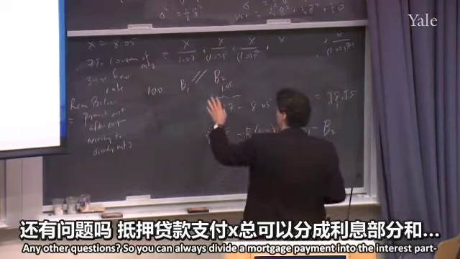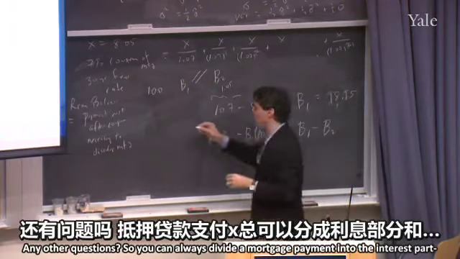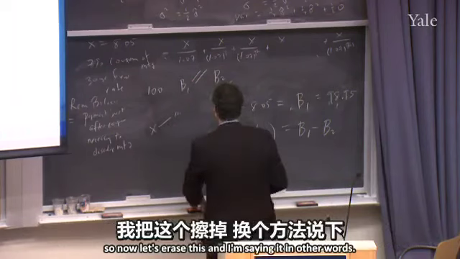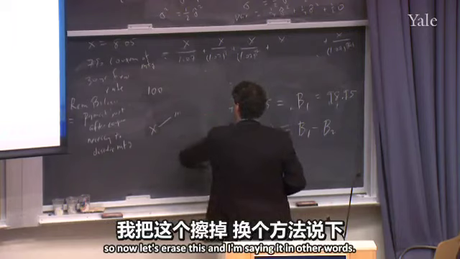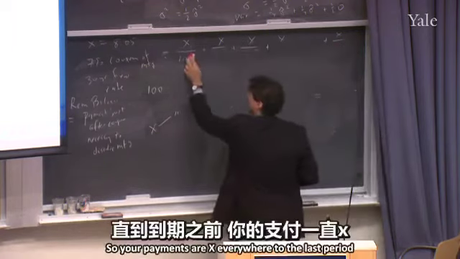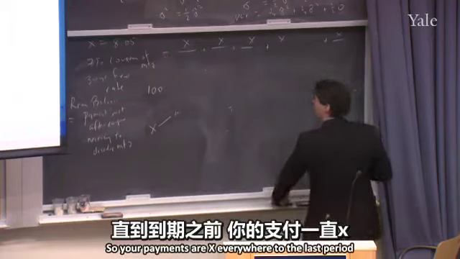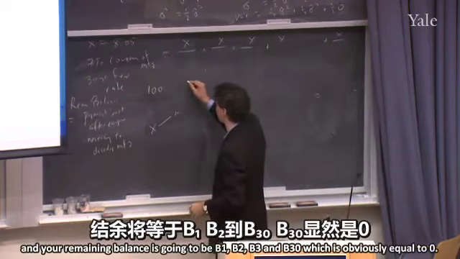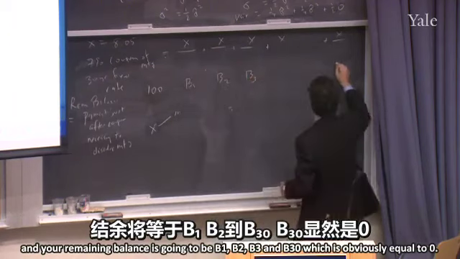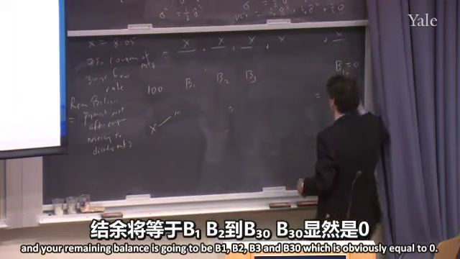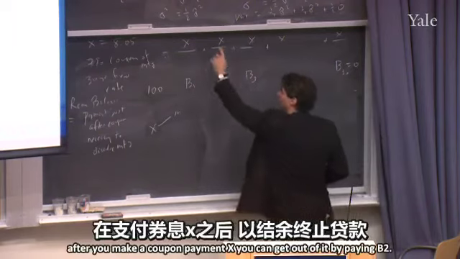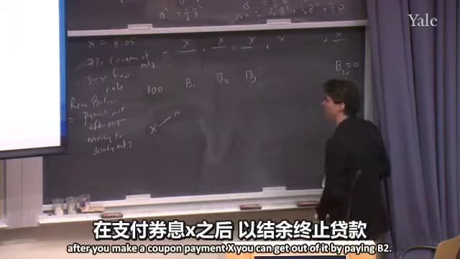Okay, so you can always divide a mortgage payment into the interest part. So any mortgage payment, X, can be divided into the interest. So now let's erase this, and I'm saying it in other words. Your payments are X everywhere up to the last period, and your remaining balance is going to be B1, B2, B3, and B30, which is obviously equal to 0. So you can always get out of the mortgage by paying, after you make a coupon payment X, you can get out of it by paying B2.